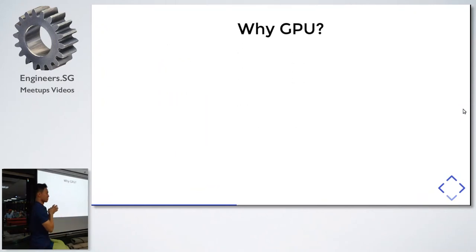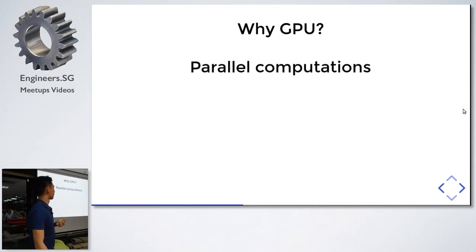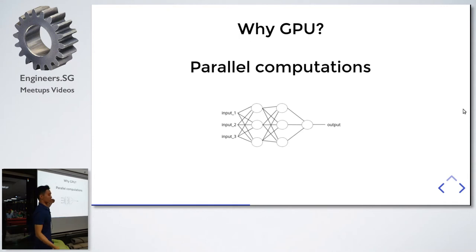So next, let's find out why the GPU is such a big deal in machine learning and deep learning. One reason is parallel computation. Imagine you look at this deep neural network. Traditionally, if you used a CPU, you would run through every line step by step, and calculate input times parameter plus input, going through line by line to do the calculation.